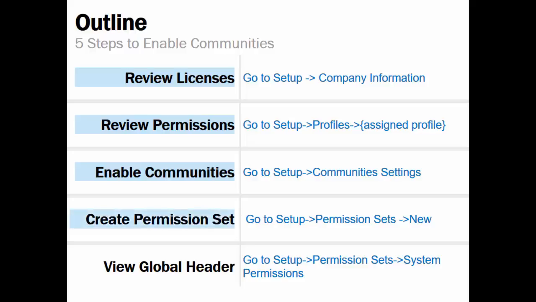Next, we're going to create a permission set to view something called the View Global Header. We're going to create that permission set, and then we're going to enable it and assign that permission set. In this case, I'm going to assign the permission set to myself.